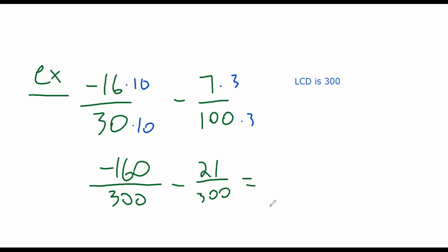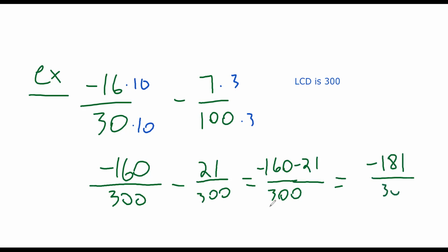And now you've got the same denominator. Your answer, at least initially, will have that same denominator. And you're doing negative 160 minus 21, which will give you what? Very good. Negative 181 over 300.